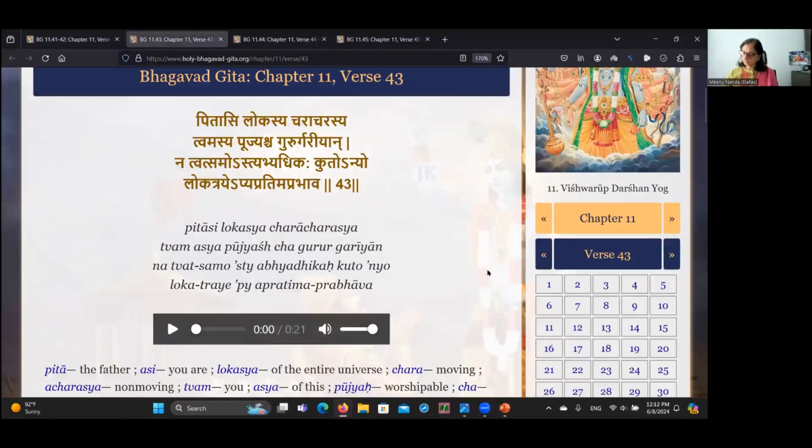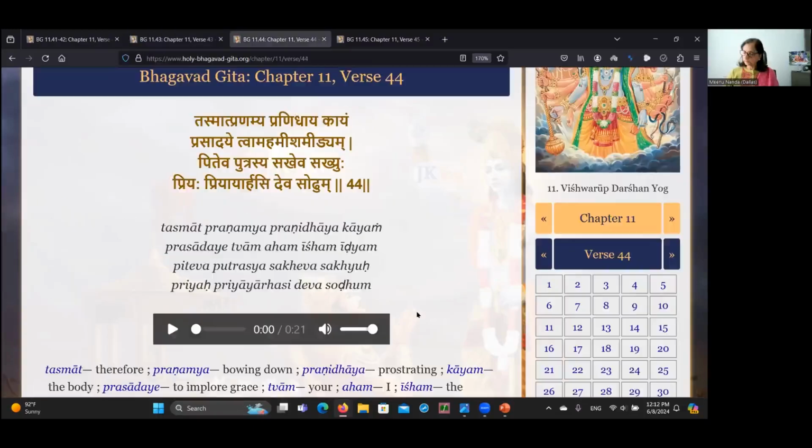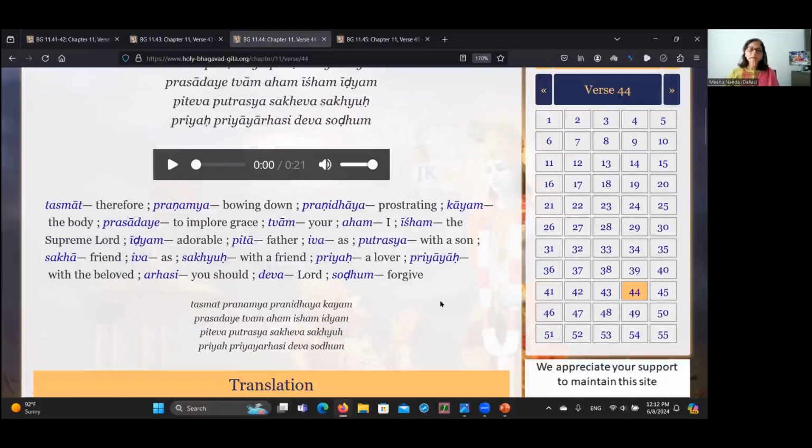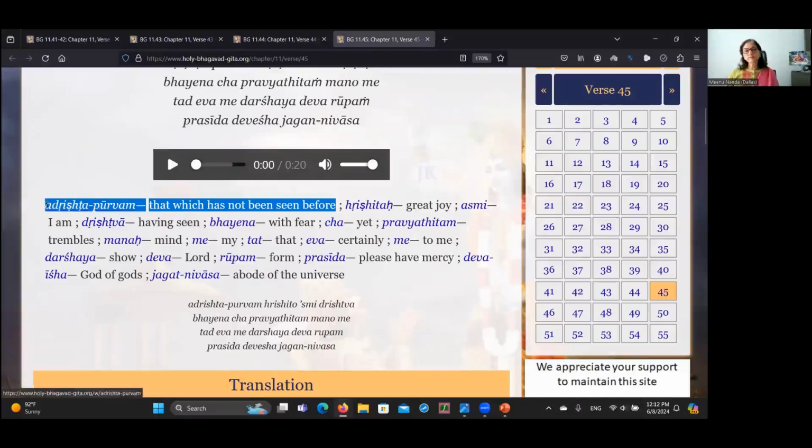Verse 43, let's look at the word apratim prabhava. That means possessor of incomparable power. Verse 44, a very good word is pranidhaya. Pranidhaya means prostrating. Another very good word is prasadaye. Prasadaye means to implore grace. And in verse 45, we'll see the word adrisht purvam, that which has not been seen before. This is what is happening with Arjun.